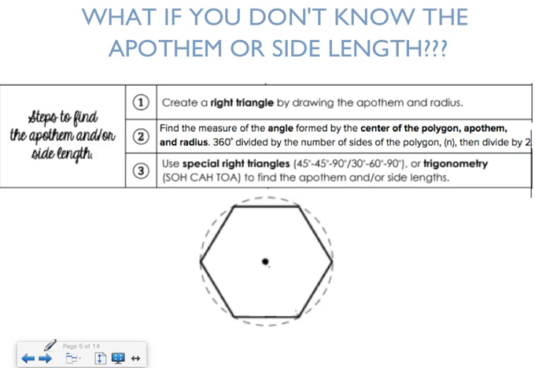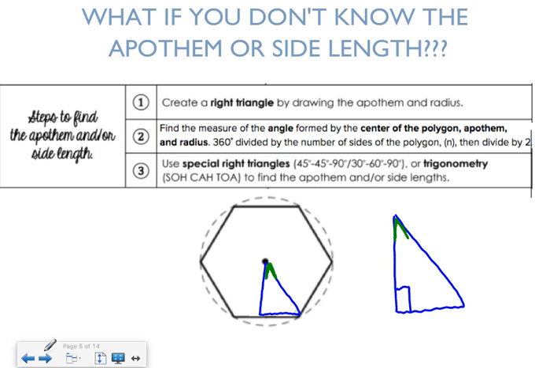Okay. So if you're not given your side length and your apothem, you just follow these 3 steps. So step 1, you need to make a right angle. So this is what you're going to do every single time. You're going to make this right triangle. It would be right here on your actual figure. Then it says, find the measure of the angle formed by the center and the apothem radius. So I'm looking for this angle, which is really right here blown up. It's the same triangle. So how do we do that?